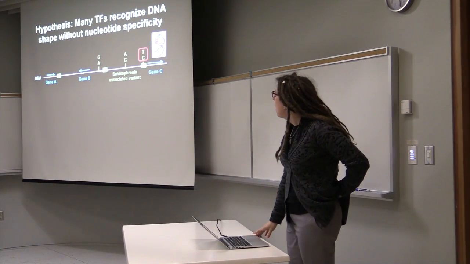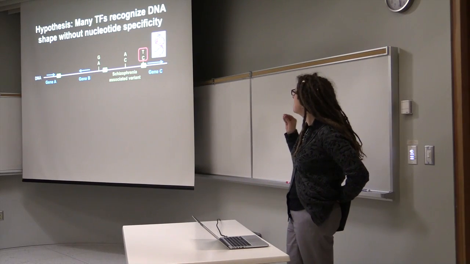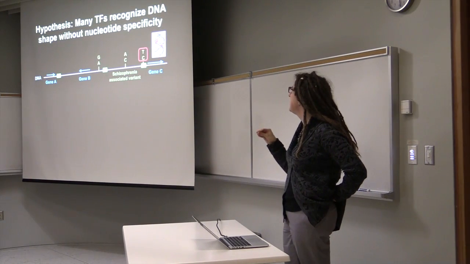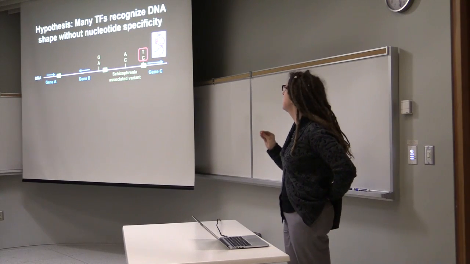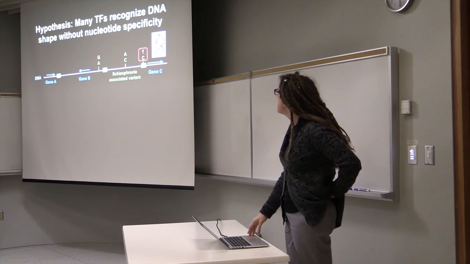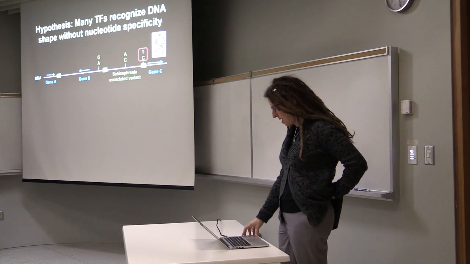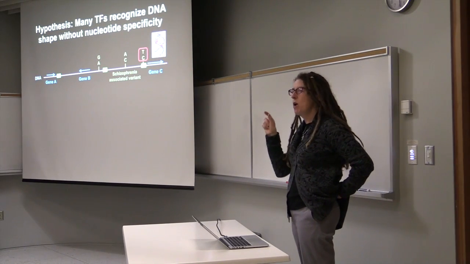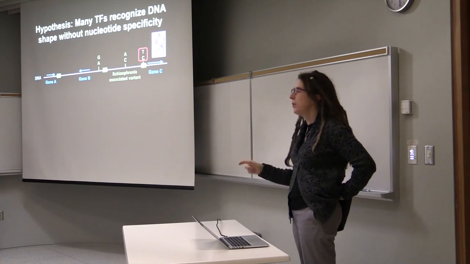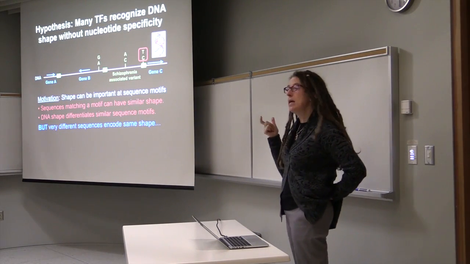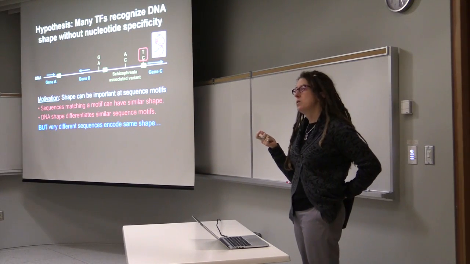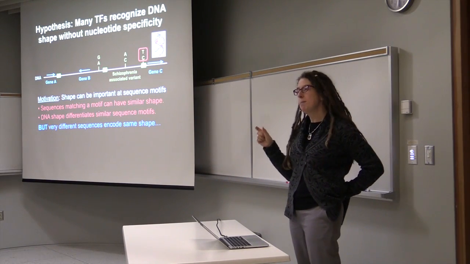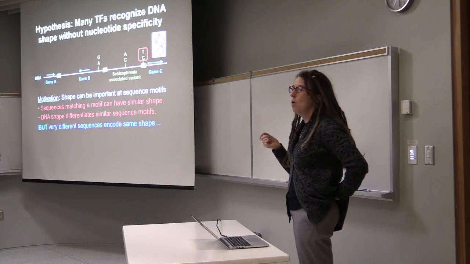So our hypothesis was that many transcription factors are actually recognizing the shape, the actual structure of the DNA, without necessarily needing nucleotide specificity. So let me explain how we came to that hypothesis. This is based on work of others, including Rima Rose, Richard Mann, Harmen Bussemaker, who have focused on regions of the genome where there are sequence motifs and shown that shape can be important at those binding sites. So when there is a sequence motif, those positions often have a similar shape. And by shape, I mean things like the minor groove width or the helical twist.